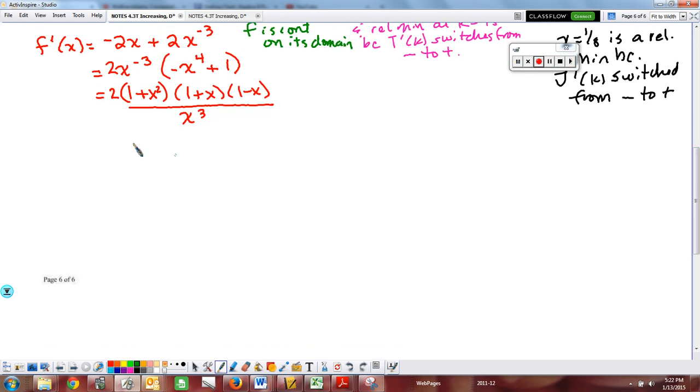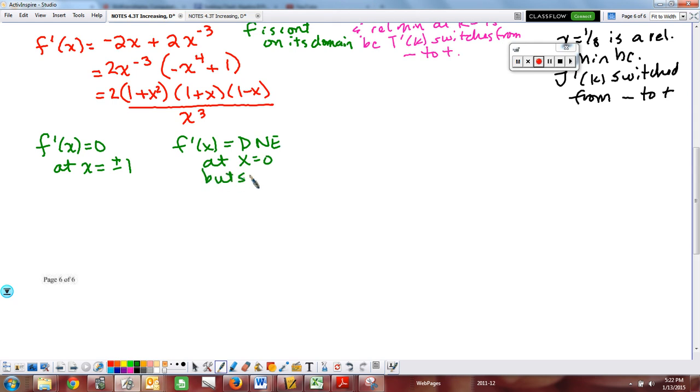All right, so my derivative, finding my critical values, f prime of x equals 0. This has no real solutions at x equal to plus or minus 1, and f prime of x does not exist at x equal to 0, but since f of 0 did not exist either, this is not a critical value.